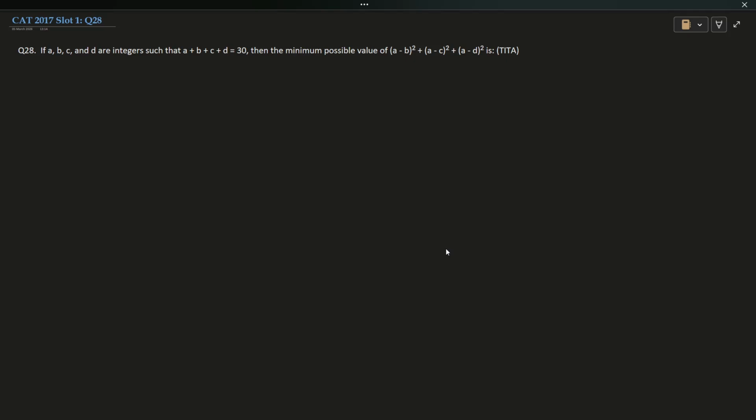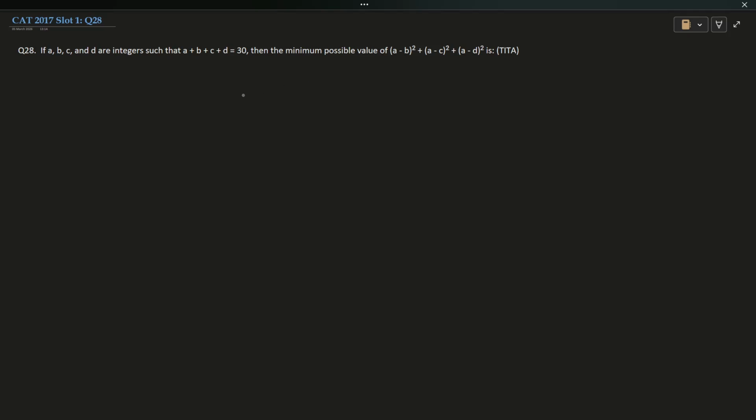So the first question of today's session is that a, b, c and d are integers, and the summation of a, b, c and d is 30. So I have to find the minimum possible value of (a minus b) whole square plus (a minus c) whole square plus (a minus d) whole square.